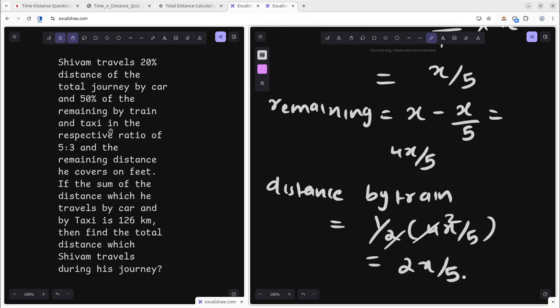Now, it is not by train itself. Let us read full. 50% of the remaining by train and taxi in the respective ratio 5:3, and remaining distance he covers on foot. So this distance was by train and taxi. So now this 2x by 5 by train and taxi, and he covers this in the ratio 5:3.